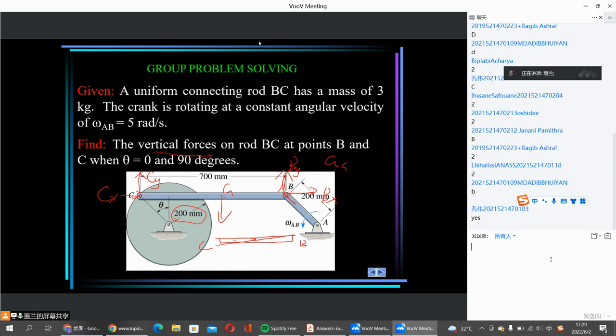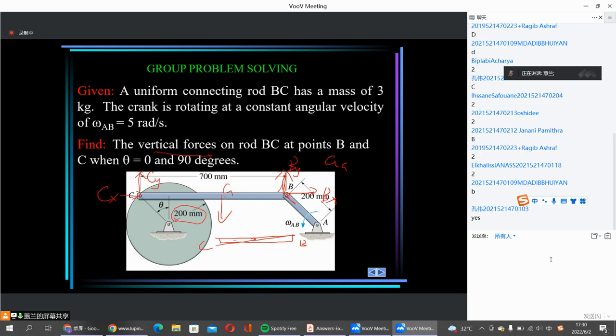I'm back. Okay. So here, because BC is doing curvilinear translation, the center of BC, point G, will have the same velocity, same displacement, and same acceleration as point B and point C. For point B, because AB is rotating, that means B has a circular path.